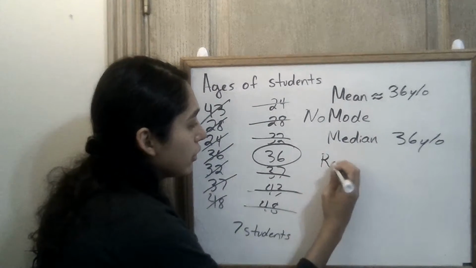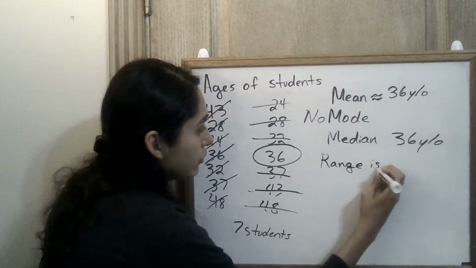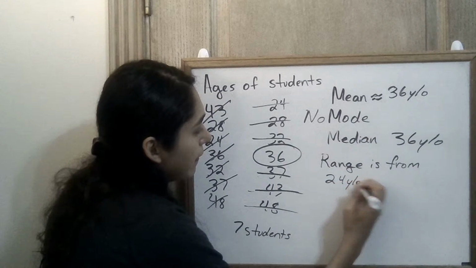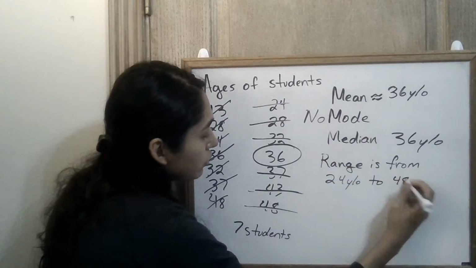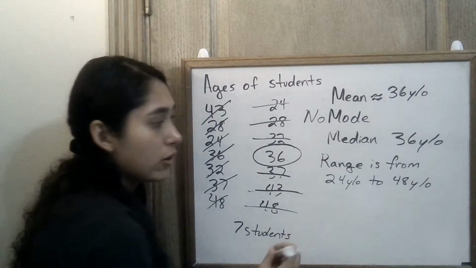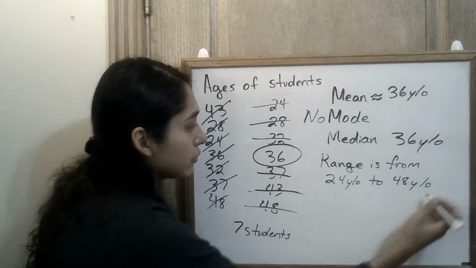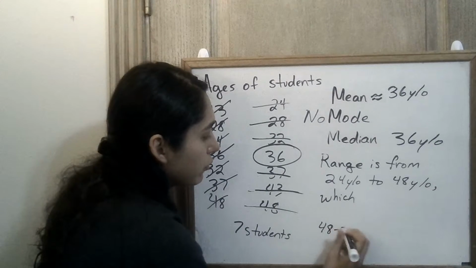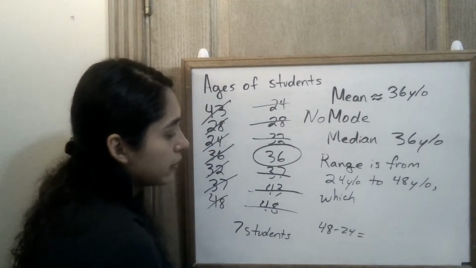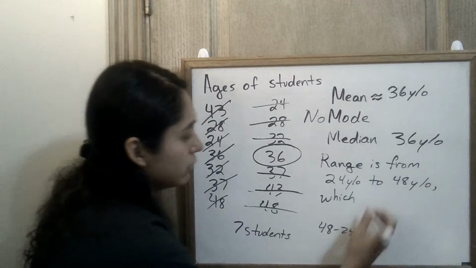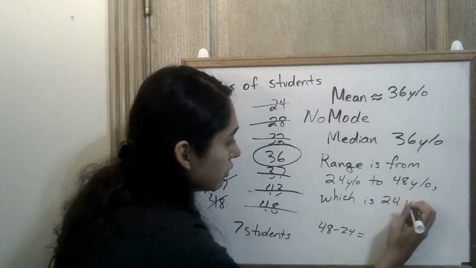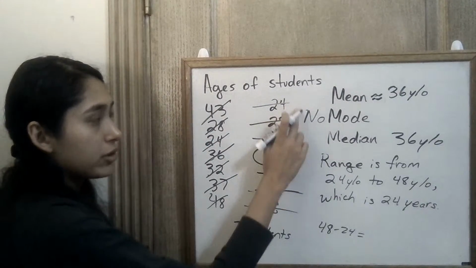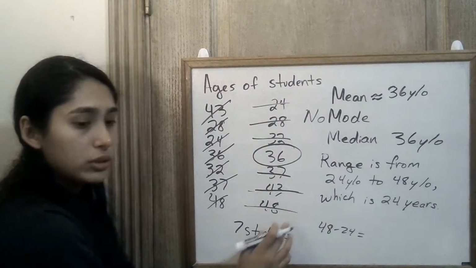So the range is from 24 years old to 48 years old. And if I also want to be more specific, I could just subtract 24 from 48, and I'm left with 24. So from here to here, there is a 24-year difference from the youngest student to the oldest student.